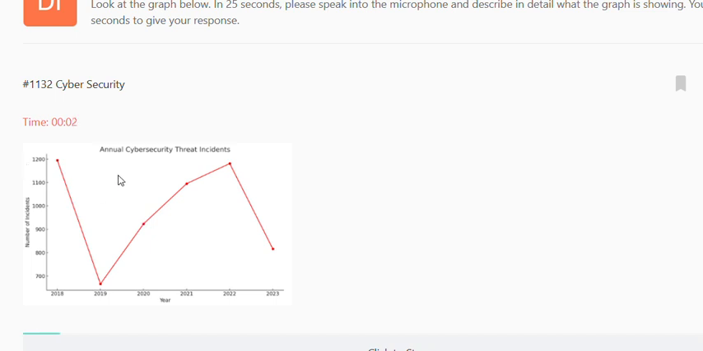The line chart in front of me represents annual cybersecurity threat incidents from year 2018 to 2023. From the image, I can see that 2018 was having the highest annual cybersecurity threat incidents, which is nearly 1,200. 2022 is having the highest second, which is nearly 1,200 again. The lowest rates were in 2019, which is 600 number of incidents. Overall, the image gives us a lot of information.